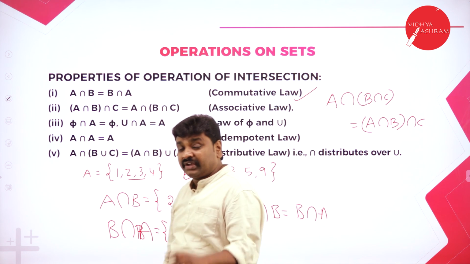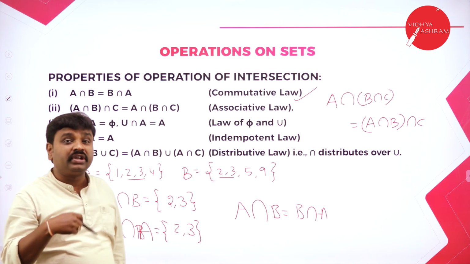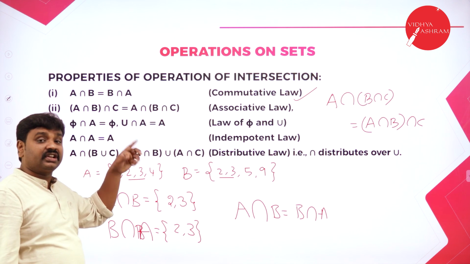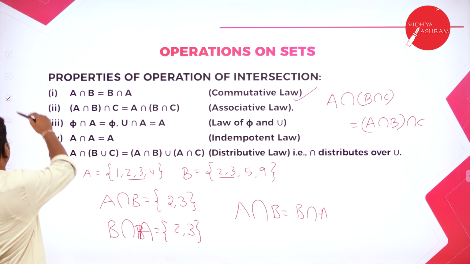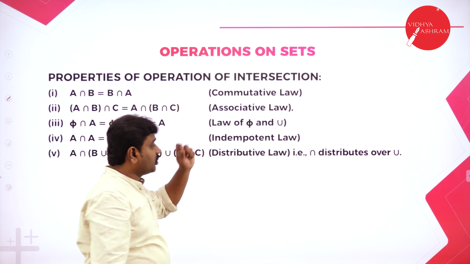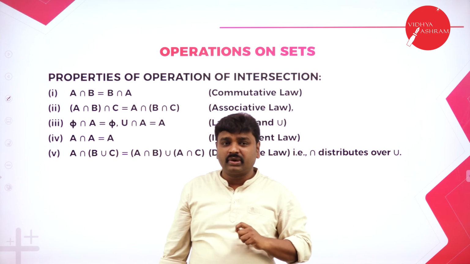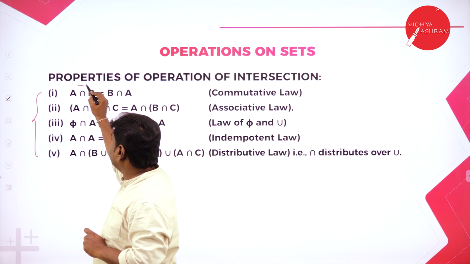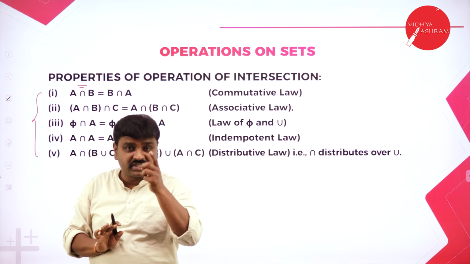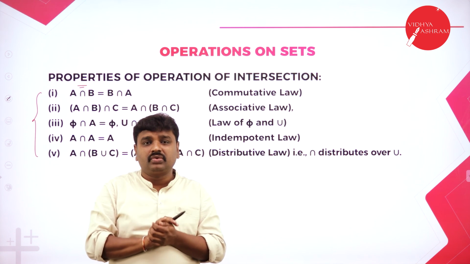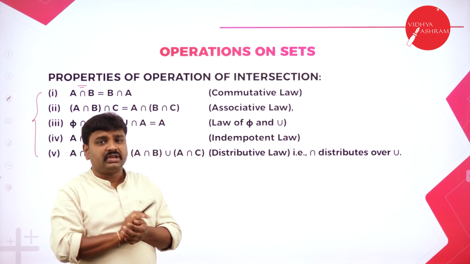And there we operated with the null set. A union null gave you A, but here A intersection null gives you the null set. Now I need to discuss the associative law and the commutative law. That means again in my next session I will be going ahead with the properties of the second operation, that is intersection.